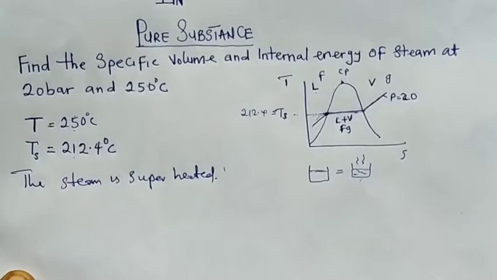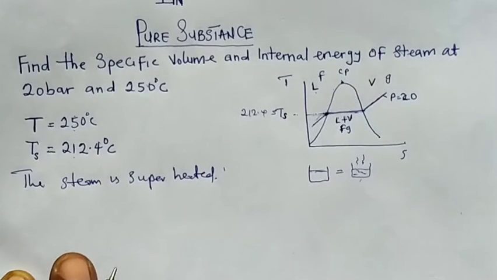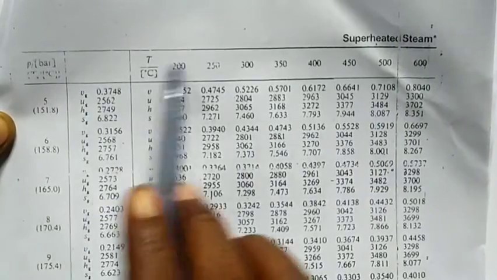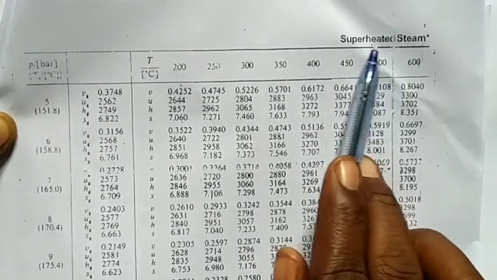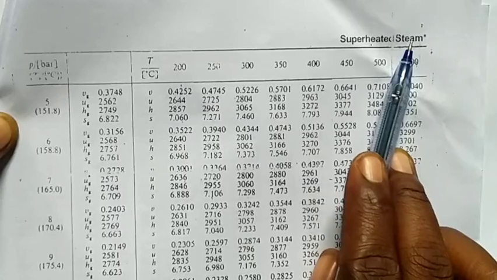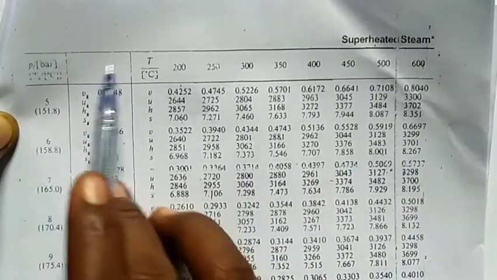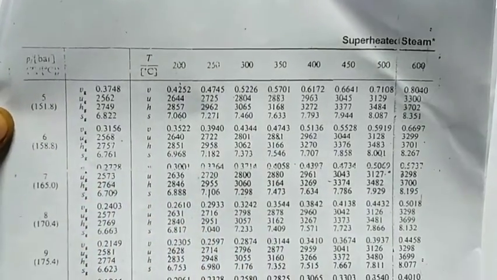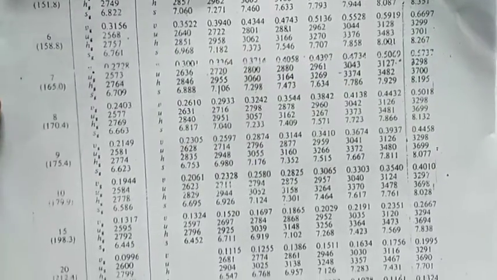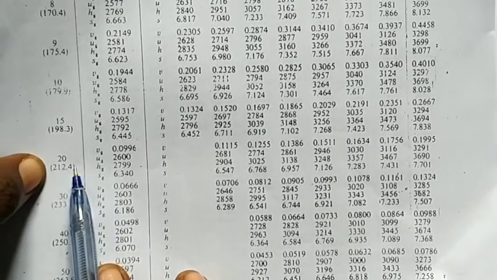Now for you to work, you go and check on the steam table, the superheated steam table. So this is where you go to your steam table and you check here. Look at this top heading here. It's called superheated steam. So we are dealing with superheated steam now. You go and check for 20 bar on this bar and temperature scale. So let's be checking and see if we get what we want. So this is our 20 bar, right?